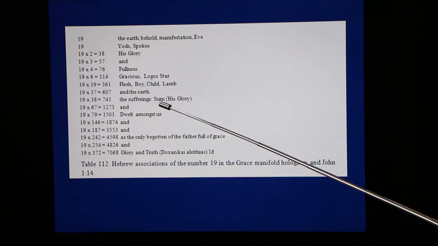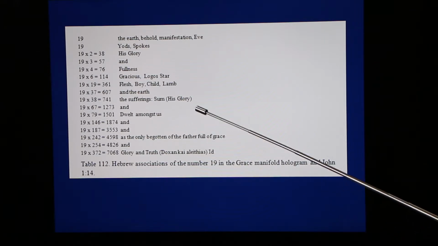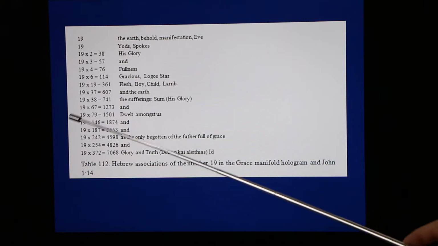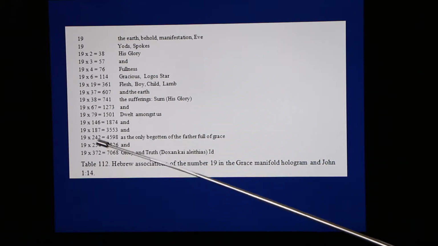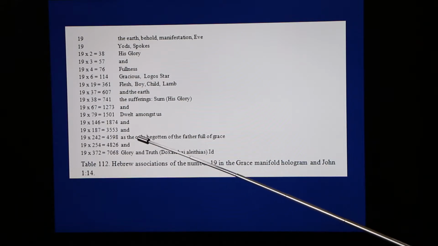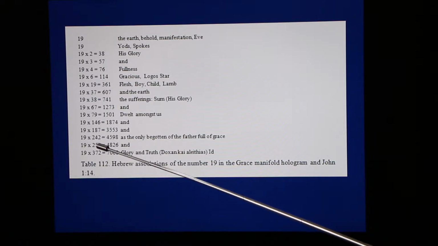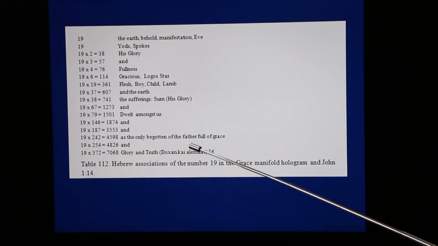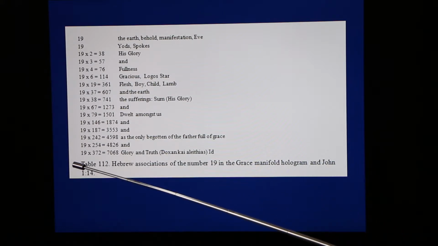19 times 37 means and the earth. 19 times 38 means the sufferings, sum his glory. 19 times 67 is again and. 19 times 71 is dwelt amongst us. 19 times 146 is again and. 19 times 242 is as the only begotten of the Father, full of grace. And 19 times 372 is glory and truth, or doxan kai aleithas. And so a single number in combinations starts to get me into a whole theology.